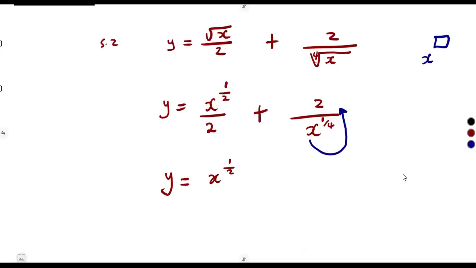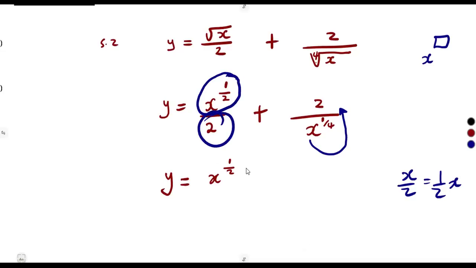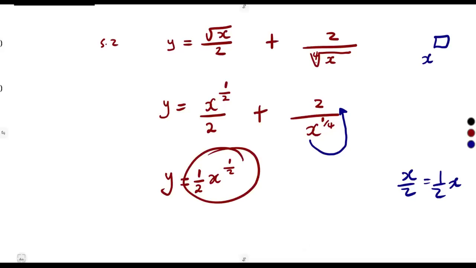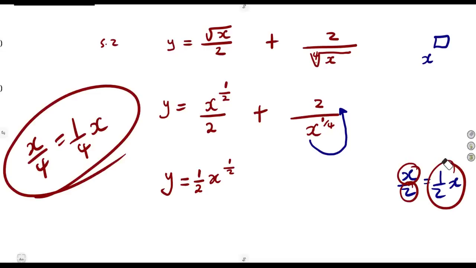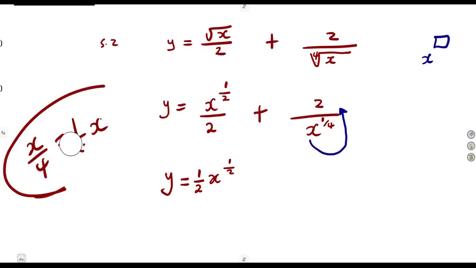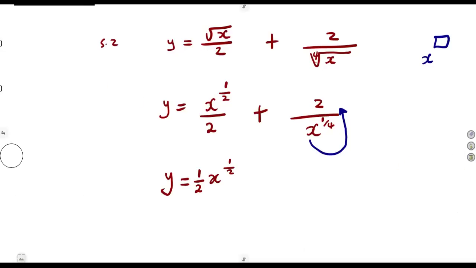But remember, guys, I said x over 2 is the same as half of x. So knowing that we've got x to the exponent of half over 2, it also tells us that I can write it like this: half x to the exponent of a half. I'm not differentiating. I'm just rewriting. x over 2 is the same as what? Half of x. If you are given x over 4 and you write 1 over 4 of x, nothing has changed. One and the same. That's how you can simplify.